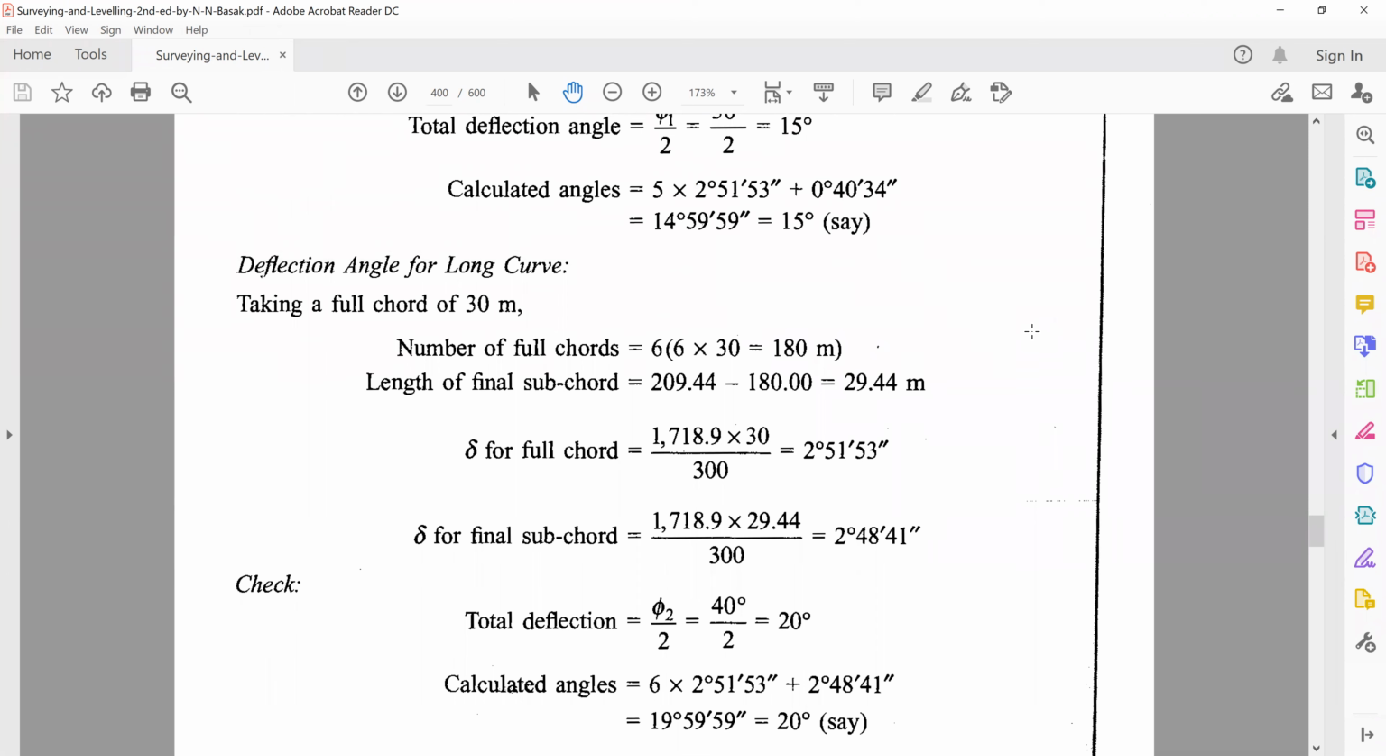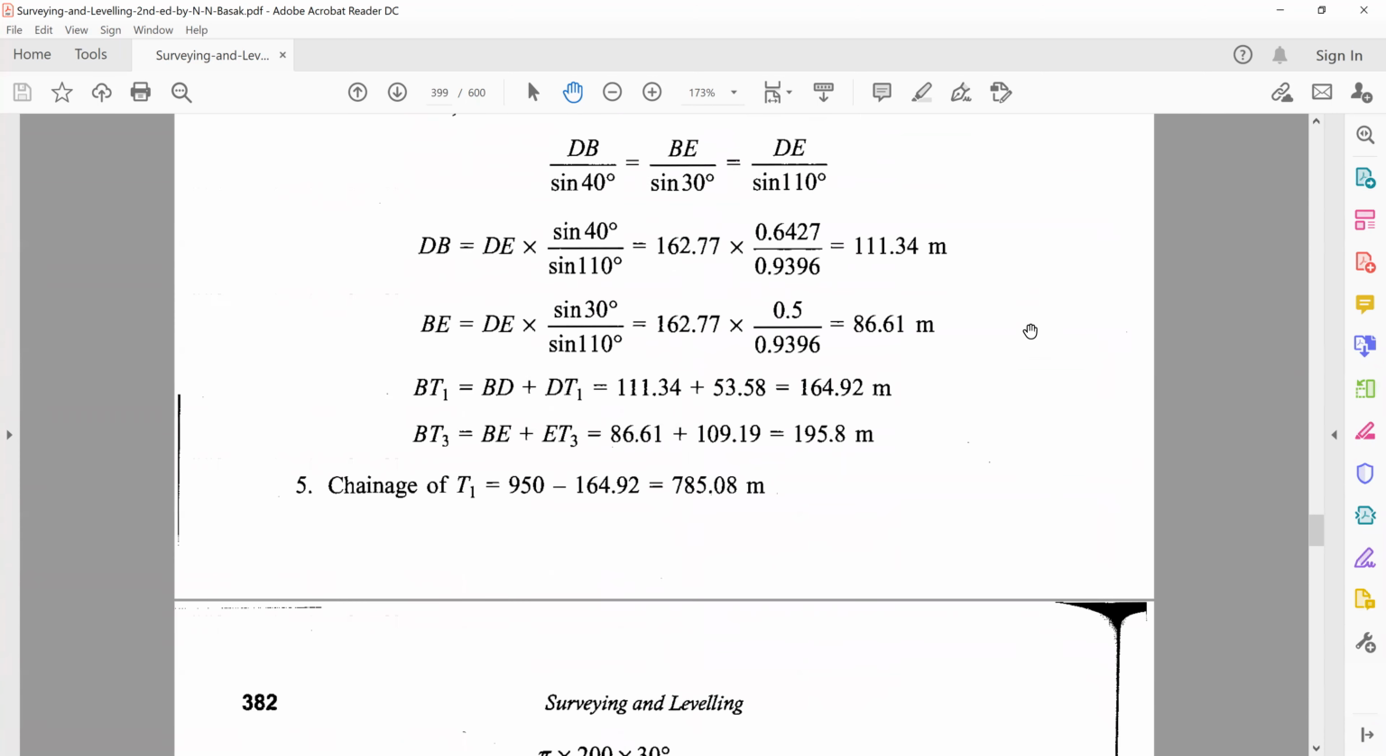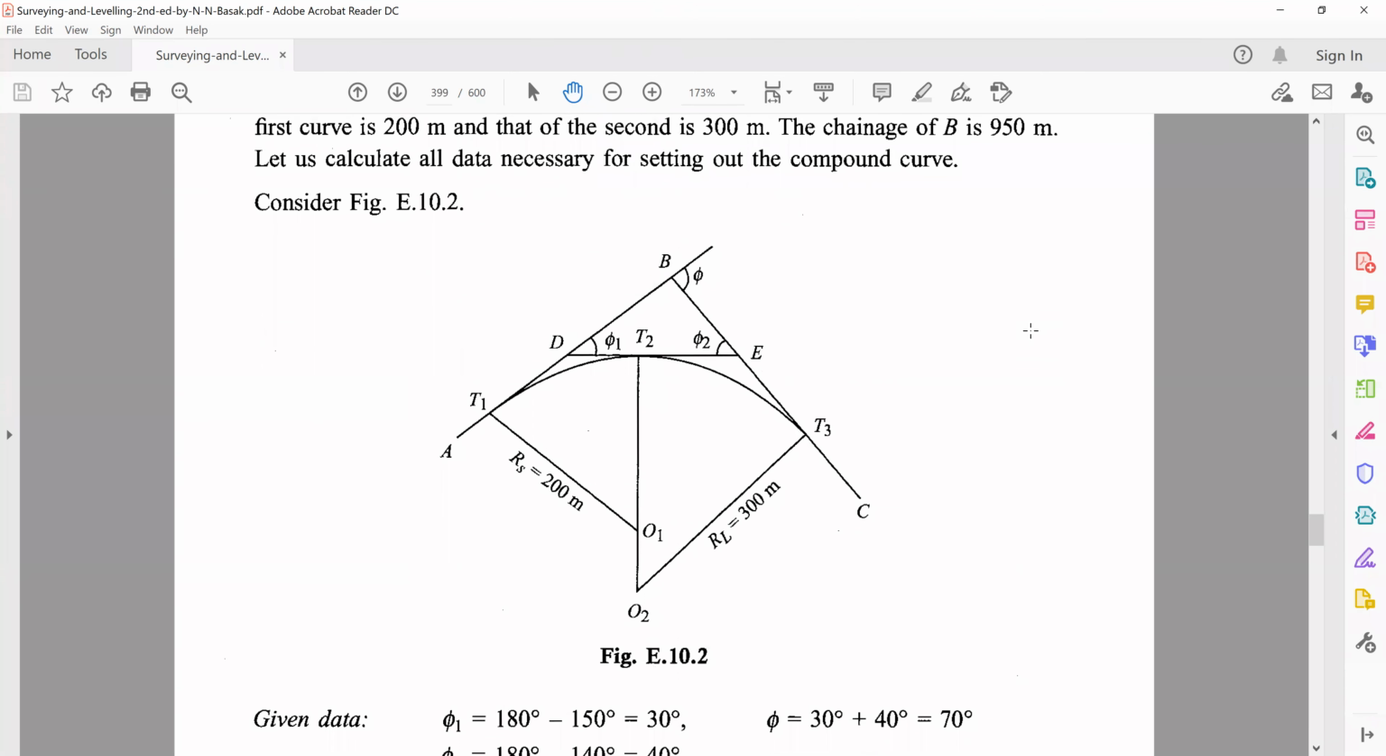So this is how you find out the different values for setting out the curve, because what you would need is to find out the location of these points, the point B, the point T1, the point T3, and then by using these deflection angles, you can start setting up your theodolite at the point T1, locating the point B, setting the angle to 0, and then you can keep on adding the angles in your theodolite. You can sight those points, measure the chord, and keep inserting points in the ground for the curve.